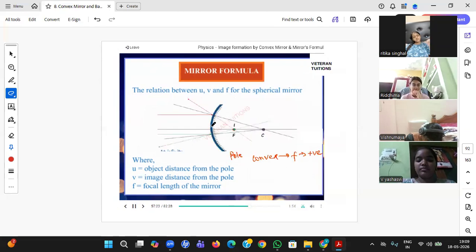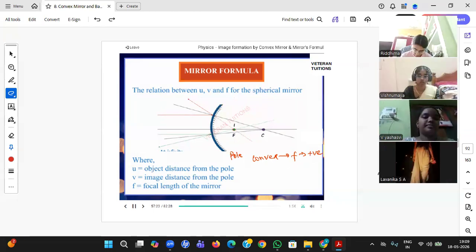Similarly, this is a convex. When I complete the sphere, it is something like this, students. So obviously, its focal length will be on the right side. Focal length of a convex is always positive, whether it is a mirror or a lens.